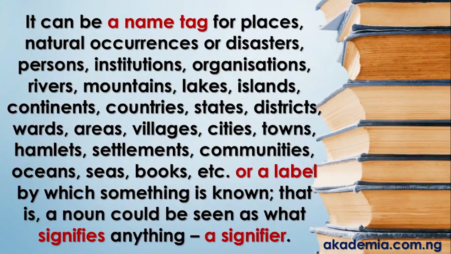It can be a name tag for places, like cities and countries. It could be a name tag for natural occurrences or disasters, or it could be a name for persons or institutions or organizations or rivers or mountains or lakes or islands or continents or countries or states or districts or worlds or areas or cities, towns, hamlets, settlements, communities, oceans, seas, books, and so on and so forth, or a label by which something is known. That is a noun. So in other words, a noun could be seen as what signifies anything. Like I said earlier on, a signifier.